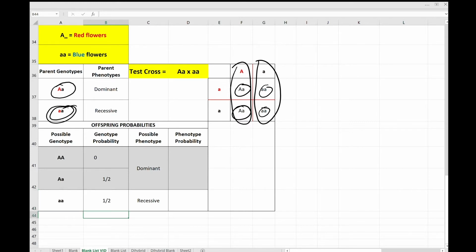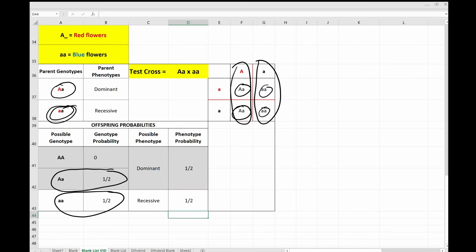So half of the offspring are homozygous dominant, half the offspring are homozygous recessive. Oh, I know, I said homozygous dominant. Half the offspring are heterozygous, and half the offspring are homozygous recessive. And that means how many are red? Half of them. How many are blue? Half.